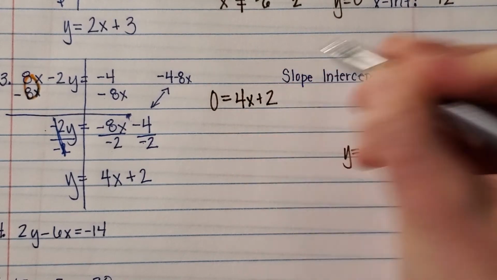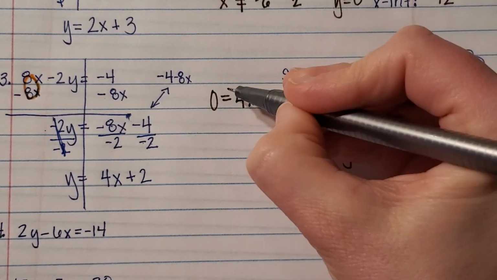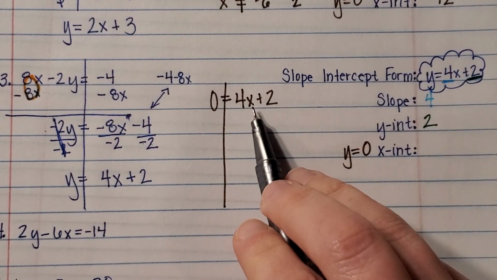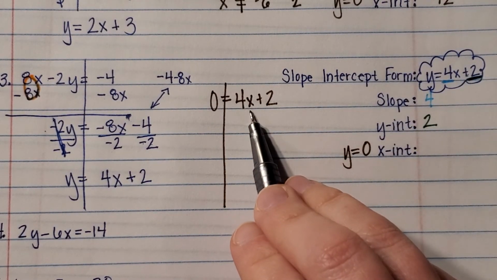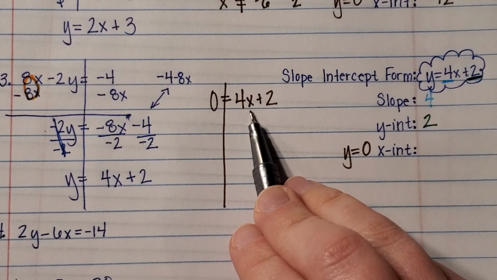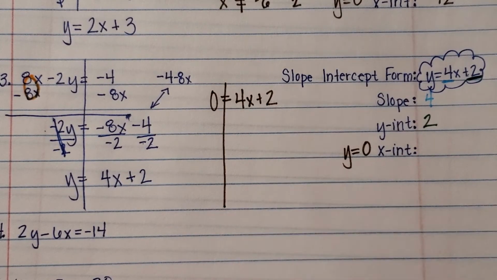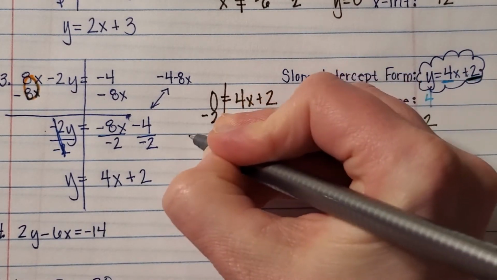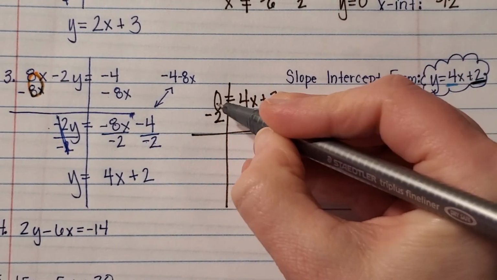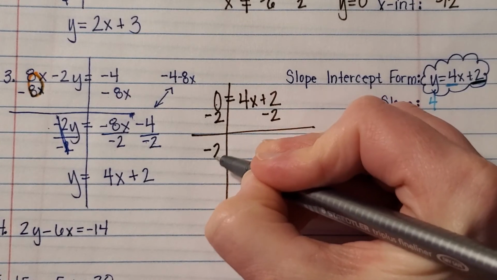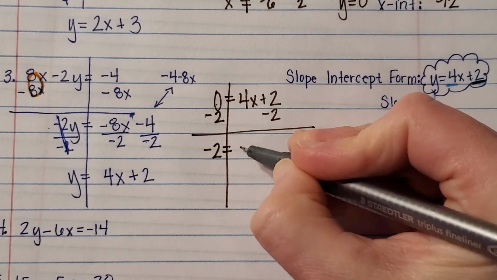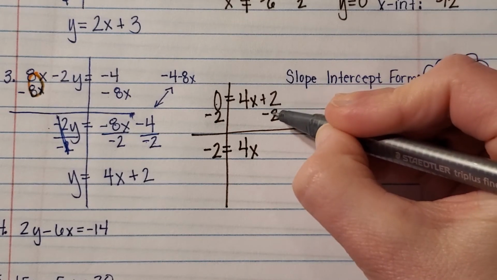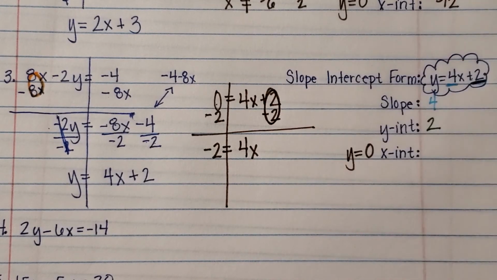I know you are all awesome at two-step equations, so this might be your preferred way. Okay, my goal is going to be to get my variable all by itself. In this case, it's x. So first thing I need to get rid of is the plus 2. To get rid of plus 2, I subtract 2 from both sides of my equal sign. I know 0 minus 2 is -2 equals, I still have 4x's left, and a positive 2 and a -2 make 0. It is gone.